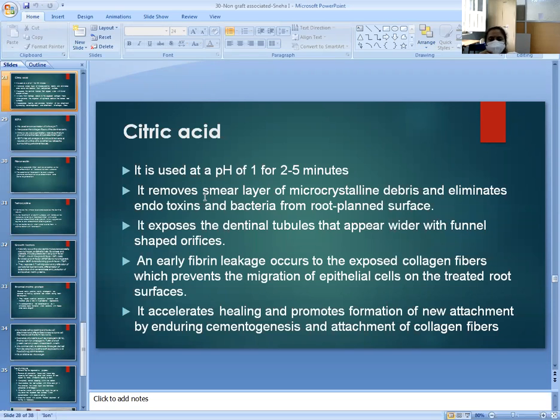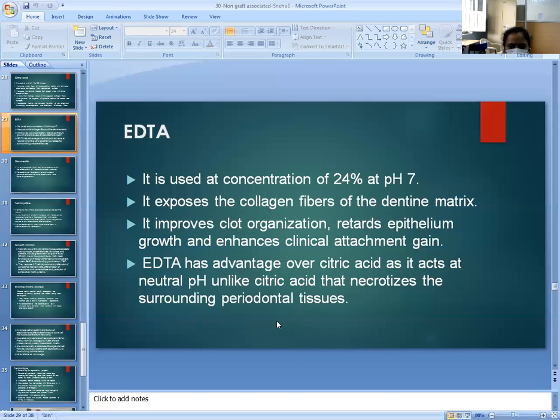Orifices of the tubules should be opened wide so that early fibrin leakage occurs to the exposed collagen fibers, which prevents the migration of epithelial cells. If that attachment takes place, epithelial cell migration on the treated root surface will be prevented. It accelerates healing and promotes formation of new attachment by inducing cementogenesis and attachment of collagen fibers.